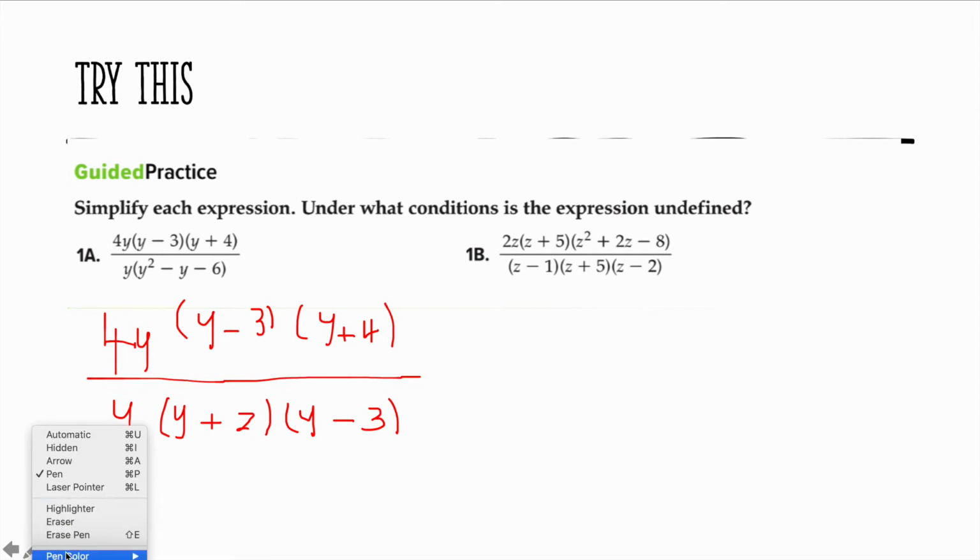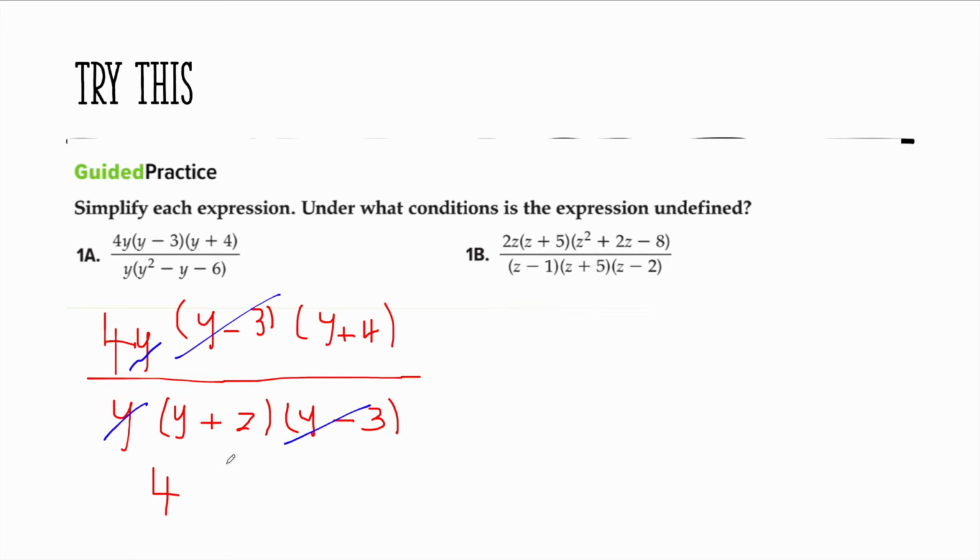Okay, I'll use a blue pen to cancel again. So y minus 3, y minus 3 will cancel. And then the y here will cancel y here. So our final answer will be 4y plus 4, and then this will be divided by y plus 2. So that's all.